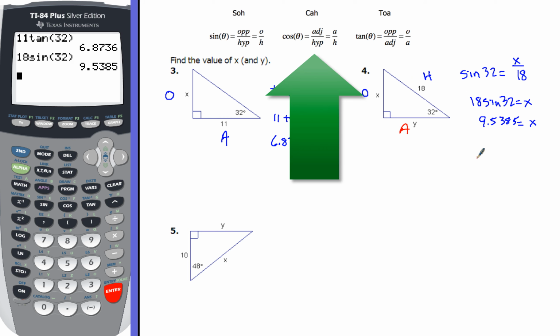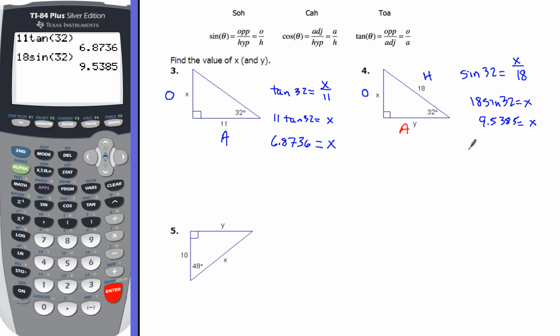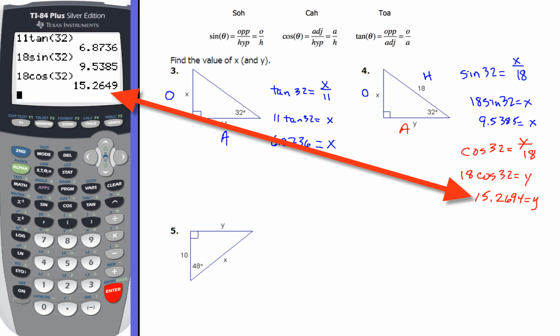So to find y, this time I'll have cosine. My angle is 32, so that's going to be my adjacent. I don't know what that is yet, that's just y, and then my hypotenuse is 18. By now, I think you guys know how to figure this one out. You'd multiply both sides by 18, come up with whatever the y is, then we would key that into our calculator. So that's all there is to that.